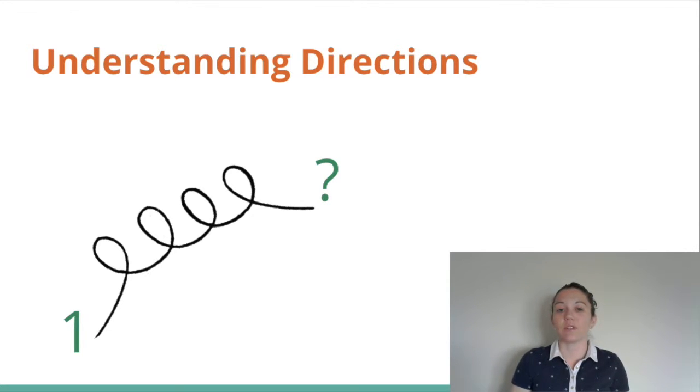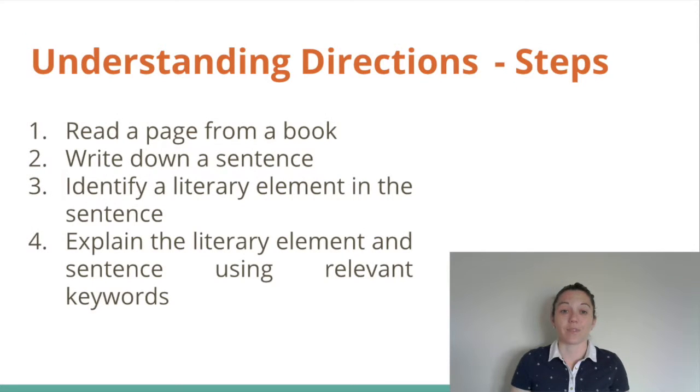Say you ask students to read a page from a book, write down a sentence, identify a literary element in the sentence, and explain how the sentence demonstrates that element using relevant keywords. While we might think this is fairly straightforward, there are several steps and skills that go into this. The steps are: read a page from a book, write down a sentence, identify a literary element in the sentence, explain the literary element and sentence using relevant keywords.